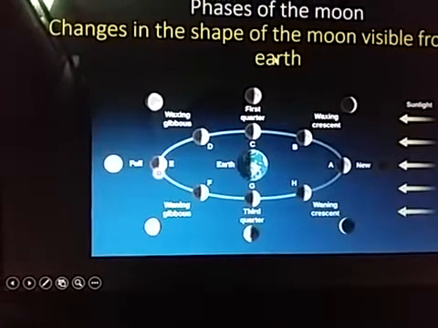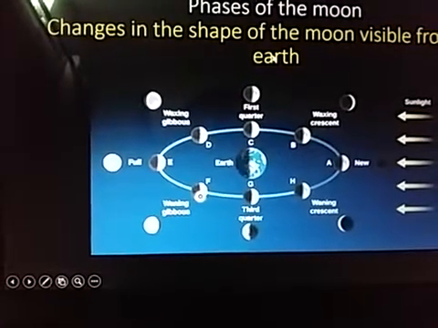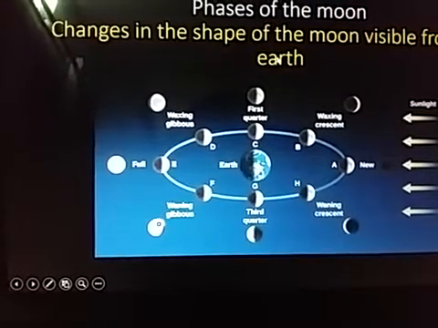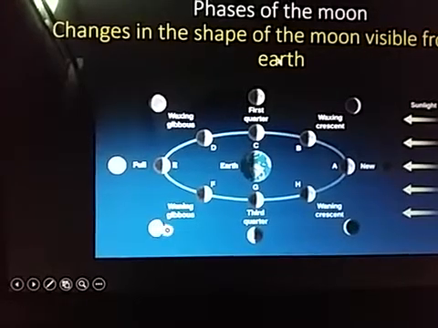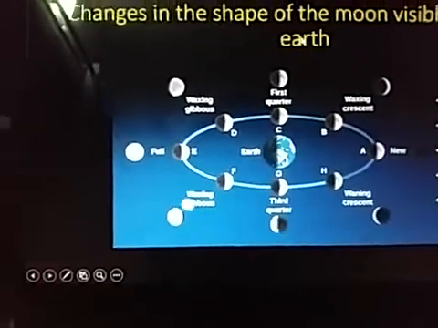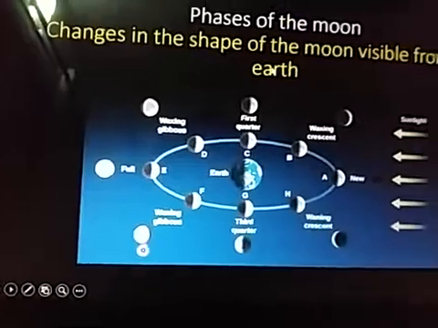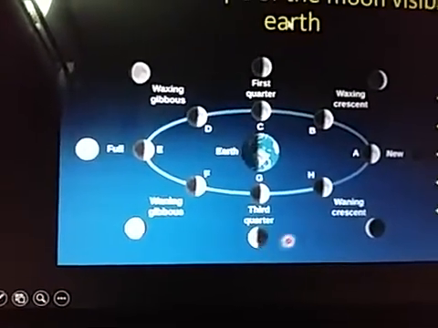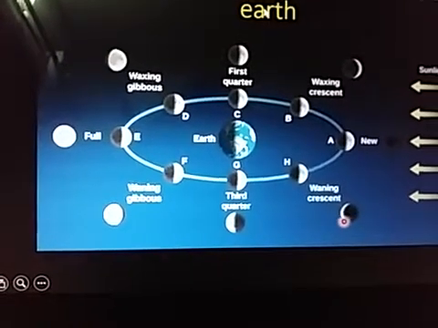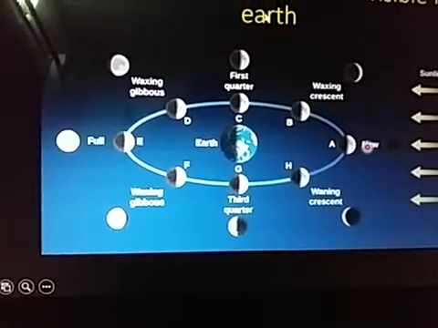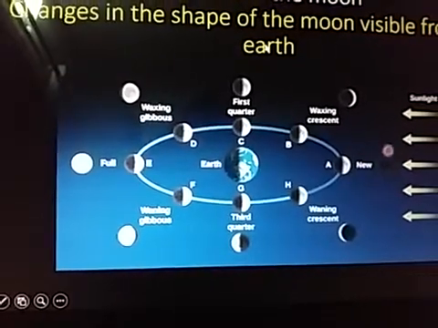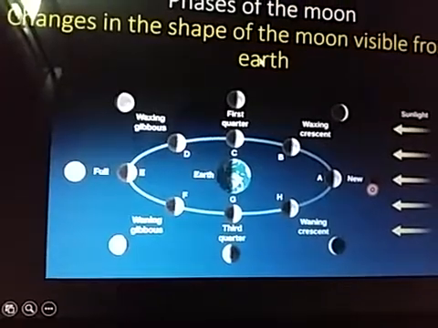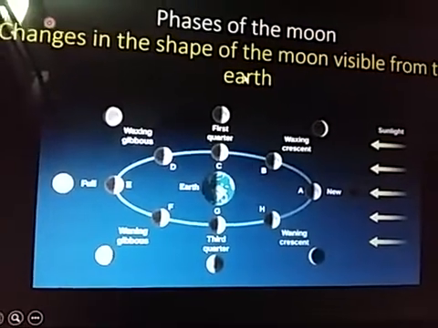Then as it moves away, as it revolves, we see the shape of the moon decreasing in size, and this is called waning gibbous. Waning মানে কমে যাওয়া. Then third quarter we see half the moon, then waning crescent again, and then when it reaches here again the new moon, that is, the moon is not visible to us at all. So it's like this. Let us move on to the next slide now.